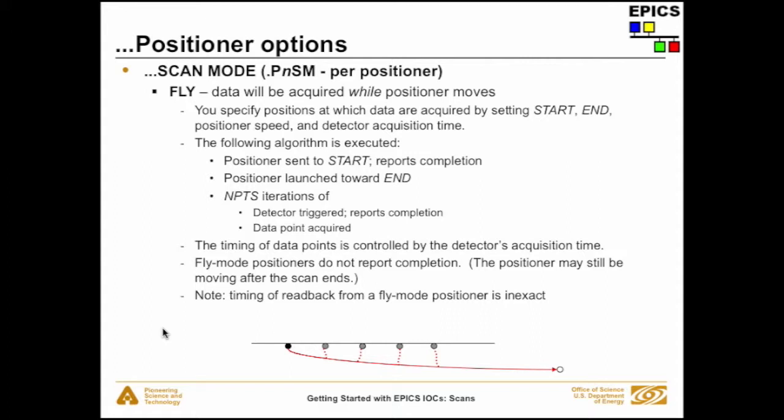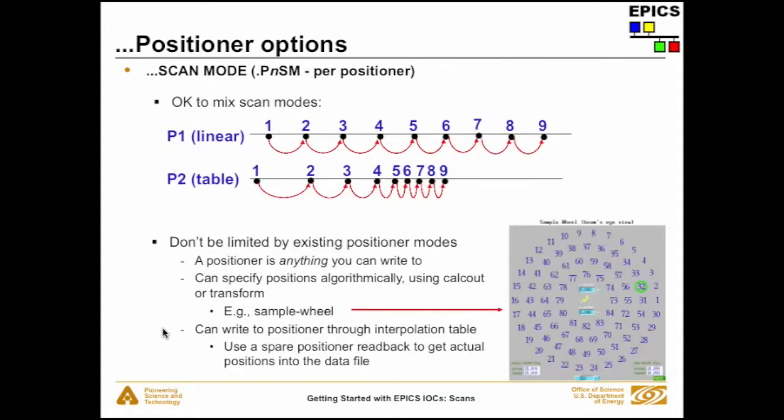And the readbacks from the motor are generally not going to be precise, because motors typically update at around 10 hertz. Sometimes you can change that. But what you're going to get is the most recent update from the motor that its driver did in its own little loop. So the positions are imprecise, but it's good enough for alignment scans. It's okay to mix scan modes. I don't think anybody ever does this, but in principle you can have one motor in linear mode and another motor in fly mode, that works, or in table mode.